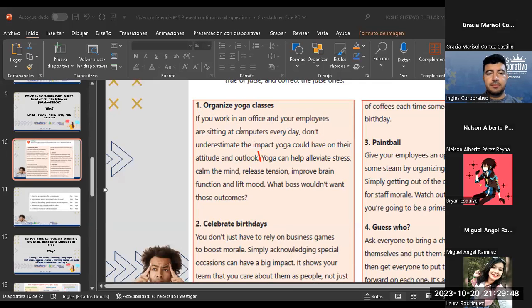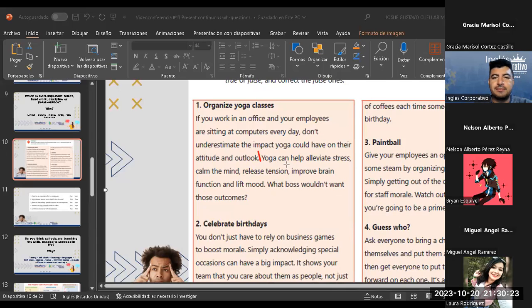If you work in an office and your employees are sitting at computers every day, don't underestimate the impact yoga could have on their attitude and outlook. Outlook, thank you. Pueden decir attitude o pueden decir attitude. Attitude. La T, cuando está en medio de vocales a veces suena como R. Attitude. Thank you, gracias. And outlook. Está bien. Outlook. De afuera, outlook. Thank you. Perfect, gracias. Nelson, please.